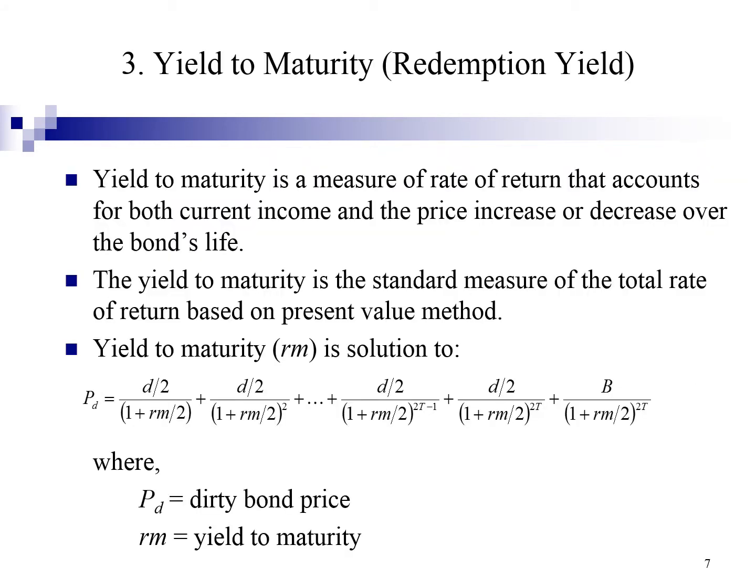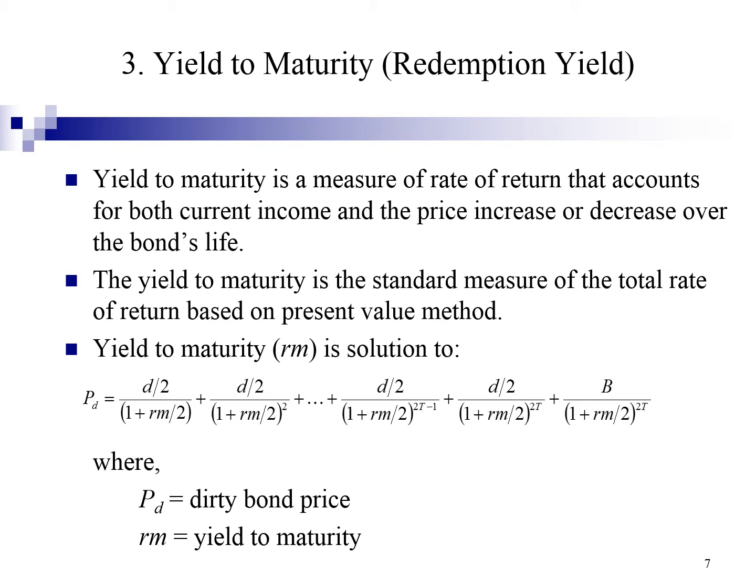Next, we are going to learn about the most widely used bond yield measure, the yield to maturity. Yield to maturity is also known as redemption yield or promised yield. It is a measure of rate of return that accounts for both coupon interest and the price increase or decrease over the bond's life. It tells bond investors the total rate of return that might be expected if they were to buy and hold the bond until maturity. Let's take a look at the formula.